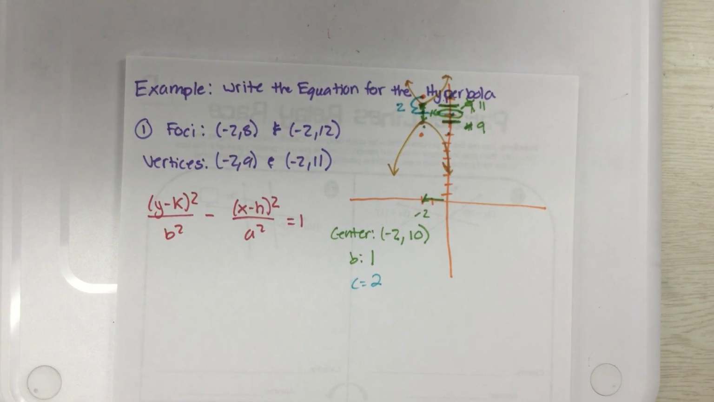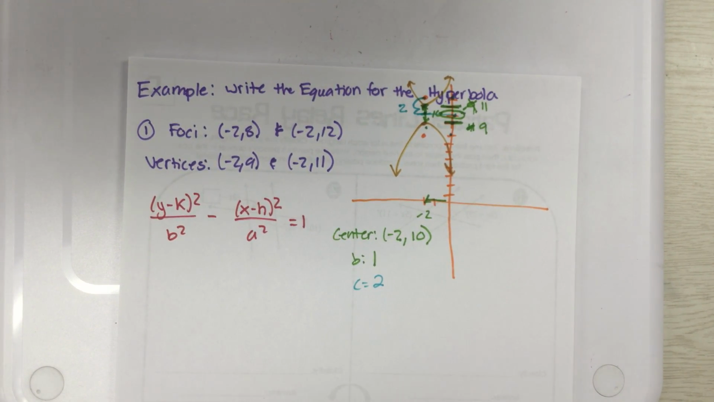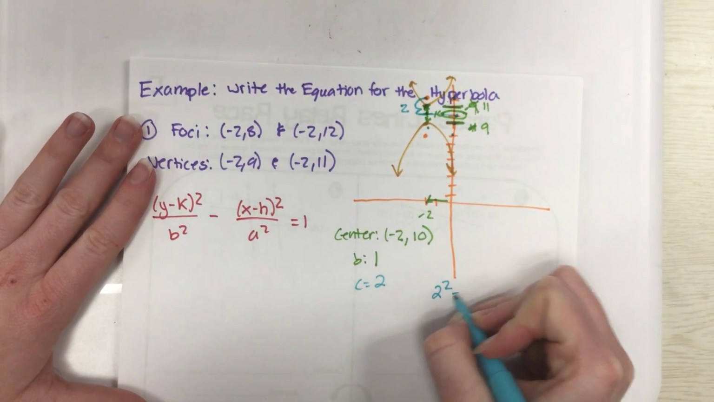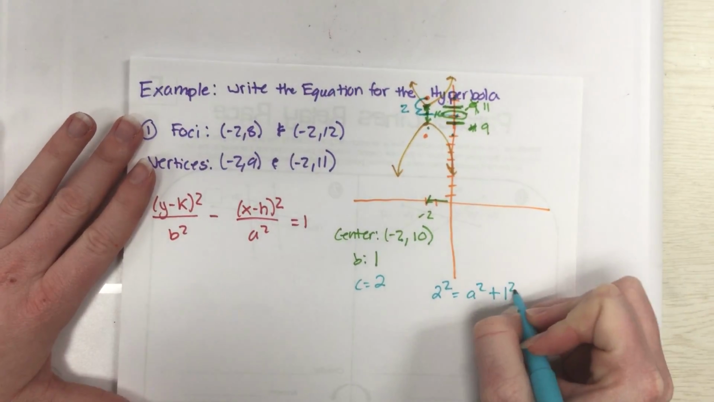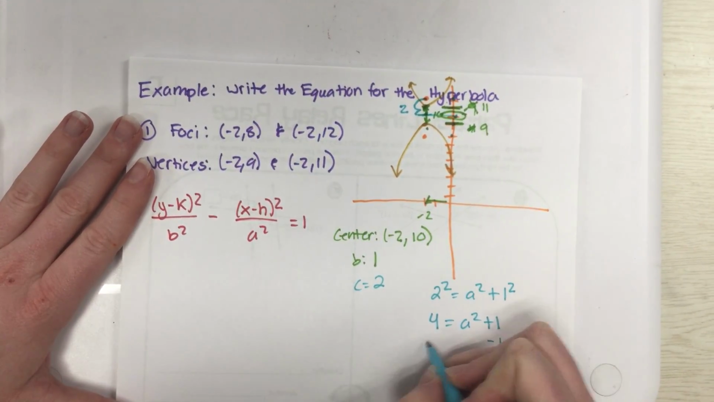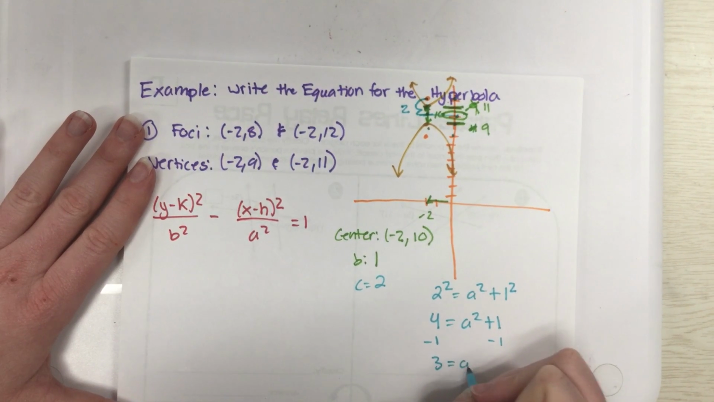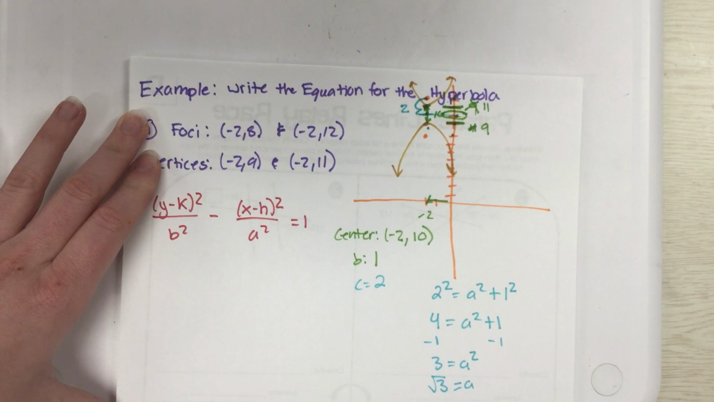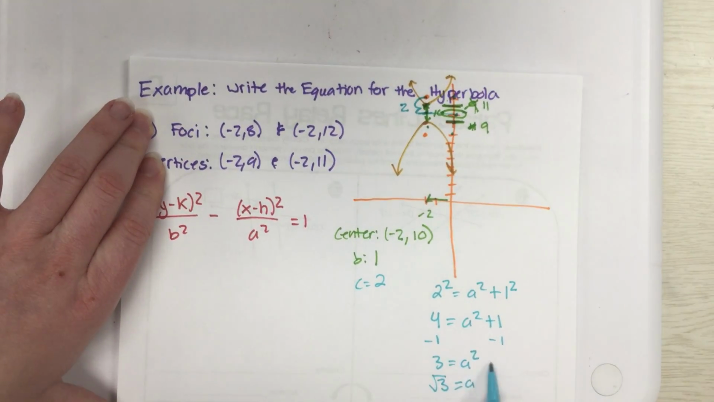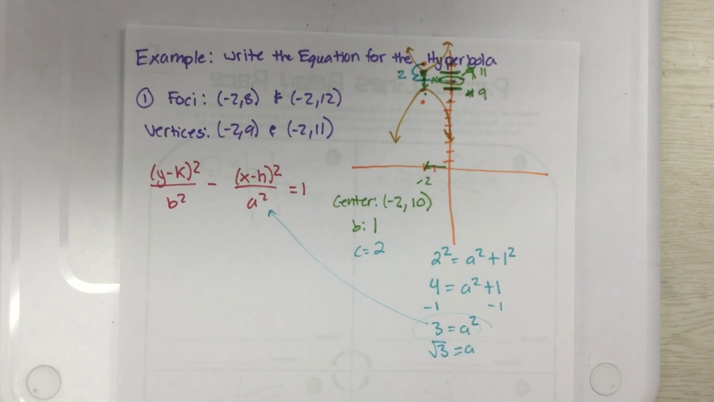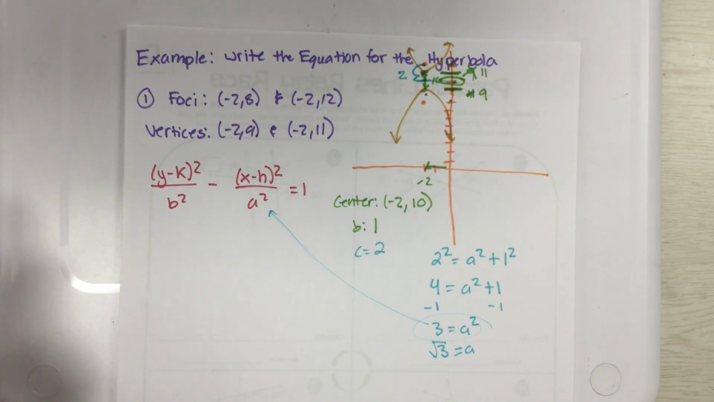So we can go ahead and plug into Pythagorean theorem to find my a value. So you have 2 squared equals a squared plus 1 squared. So 4 equals a squared plus 1, subtract 1, and we're at 3. So a squared is 3, a is the square root of 3. When I'm thinking about this though, well, I just want to plug in a squared, right? So I'm just going to plug 3 there. All right, and so we can go ahead and write our equation now.